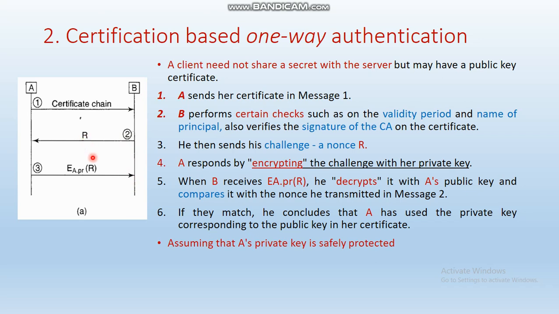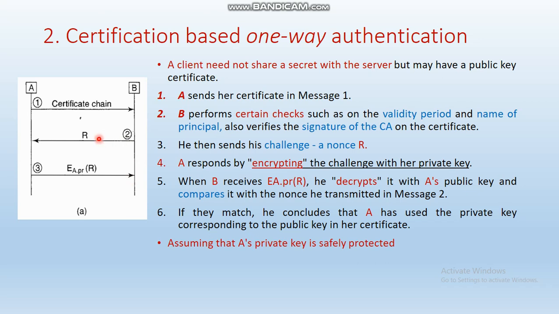Now B again verifies it, because he has sent a certain R value to A. Now B has to have the public key of A to decrypt the R value. So that public key is already sent through the certificate, is it? So when party B decrypts the R value and gets a certain value, B checks whether the R value sent in the second step and the R value received from party A match.